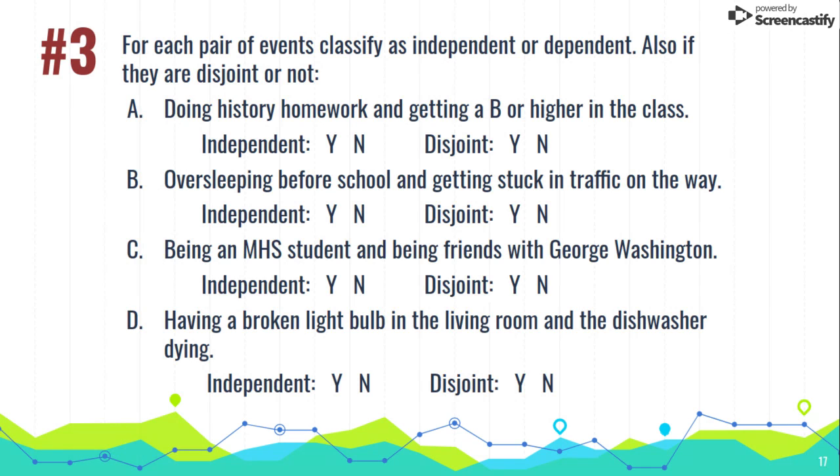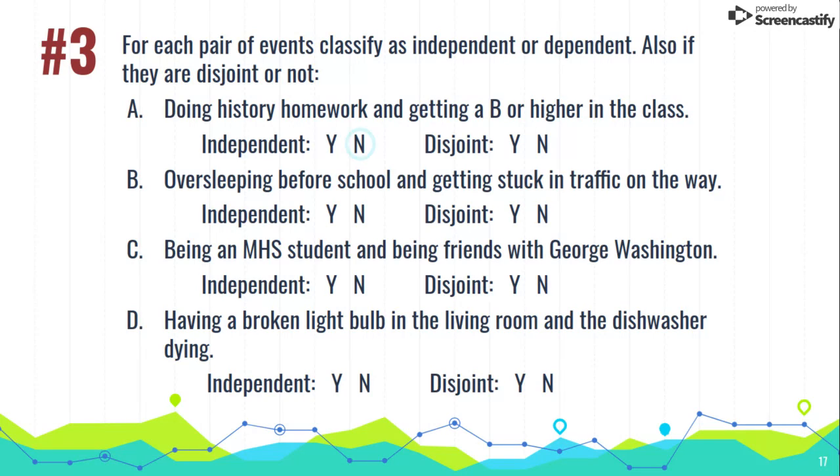Question 3. For each pair of events, classify as independent or dependent, and also whether they are disjoint or not. A, doing homework and getting a B or higher in the class. B, oversleeping before school and getting stuck in traffic on the way. C, being an MHS student and being friends with George Washington. D, having a broken light bulb in the living room and a dishwasher dying.